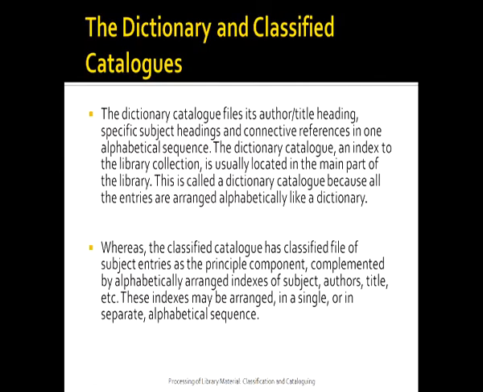The library catalogs can be dictionary catalogs or classified catalogs. A dictionary catalog is one where everything is in one alphabetical sequence. The classified catalog is basically a classified list which has two parts, a classified part and an alphabetical part.